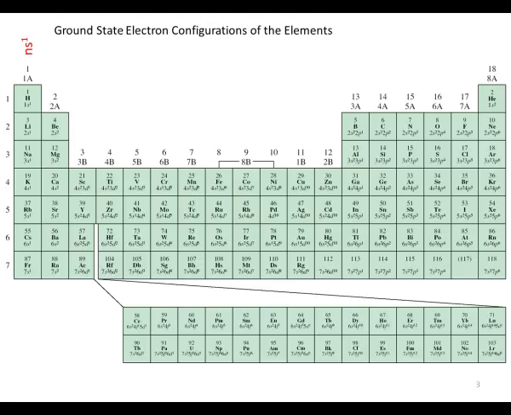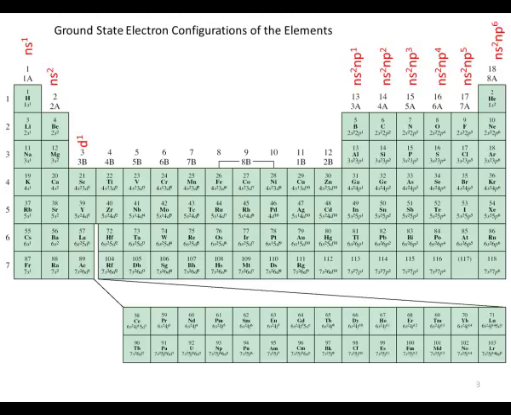1A fills the ns1 level, 2A the ns2 level, 3A ns2 np1, 4A ns2 np2, 5A is ns2 np3, 6A is ns2 np4, and the halogen 7A ns2 np5. The p orbitals are complete by the noble gases, ns2 np6. N, remember, is the row number.